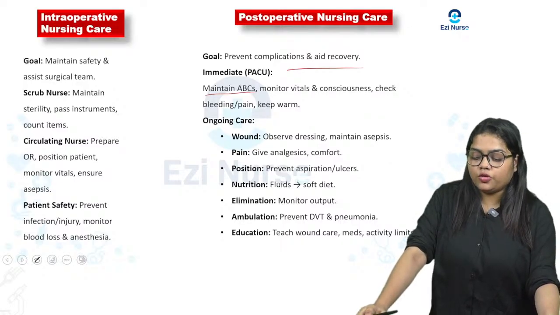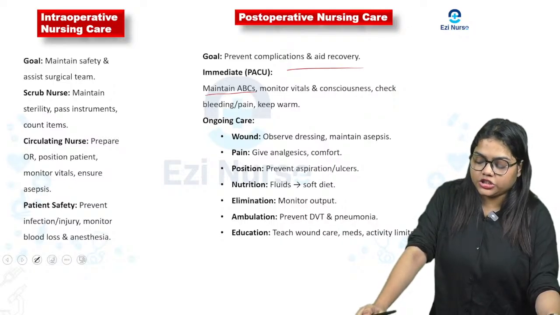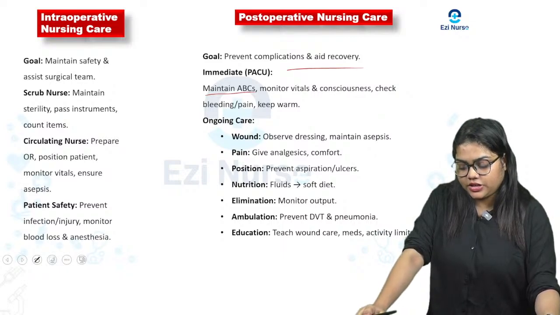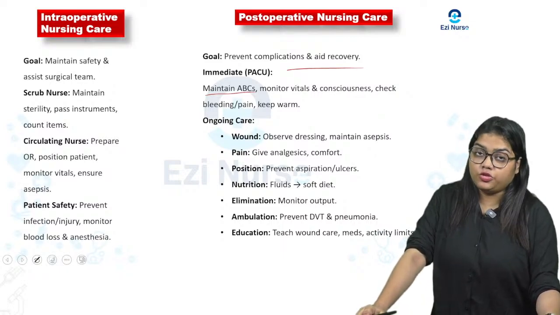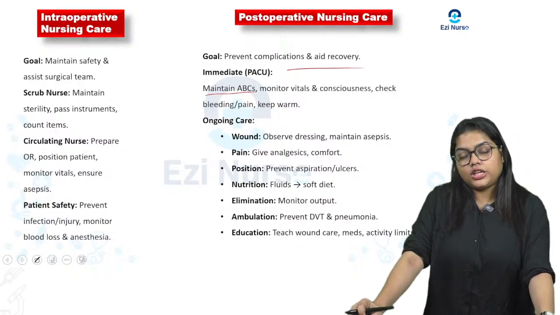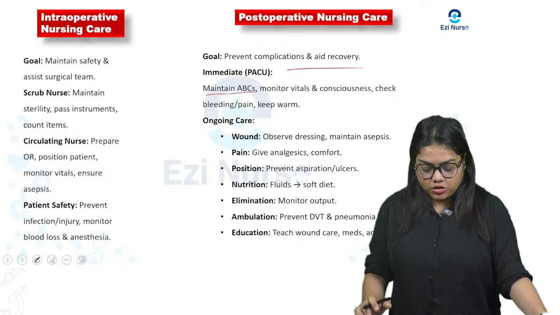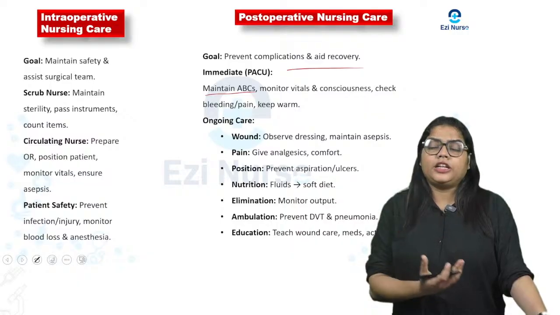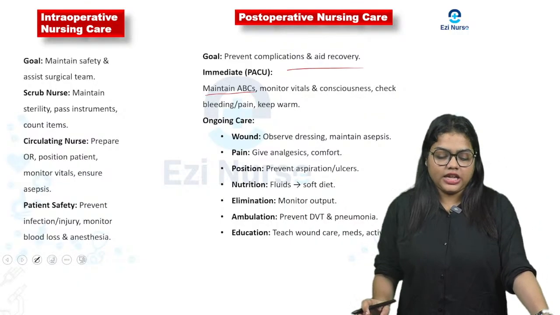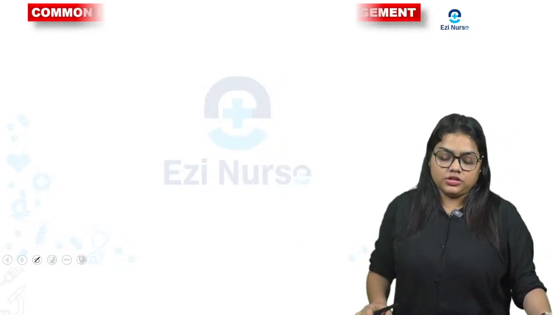Then nutrition, more fluids and soft diets for the patient. Elimination, like monitor the output and input of the patient. Ambulation, we have to prevent DVT, deep vein thrombosis, and pneumonia. Okay, lastly education, we have to teach the wound care properly before we release the patient from the hospital. Medication, regarding the medication, what time to take, how much dose you have to take and all, and activity limits up to a particular date. So these are the post-operative nursing care.